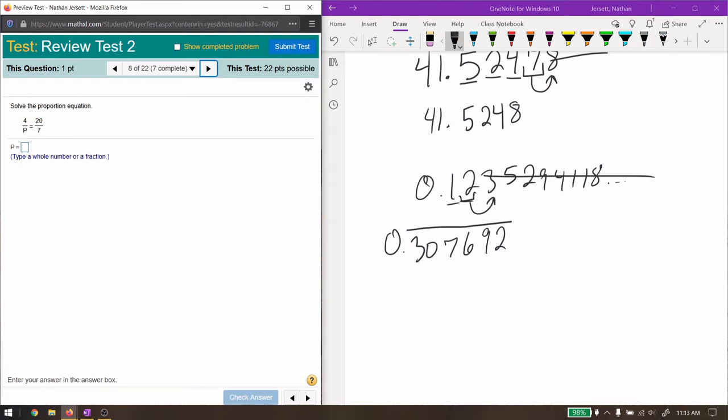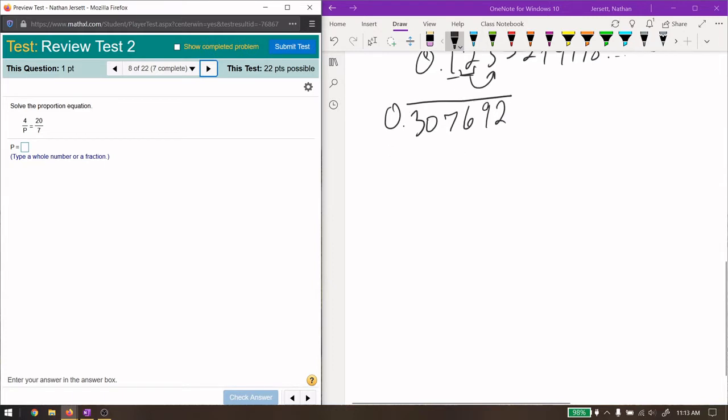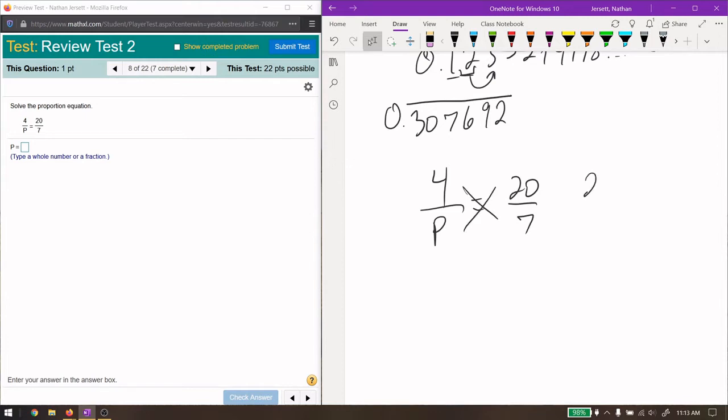All right, solve the proportion. All we have to do here is cross multiply and divide. So we get 4 over p equals 20 over 7. 4 times 7 is 28. 20 times p is just 20p. And then divide by 20.